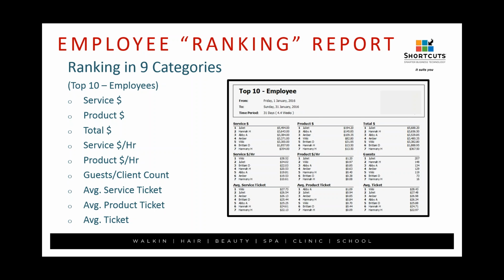It very easily breaks out for you, like I said, those top 10 employees, and it breaks it out in service dollars, product dollars, and total. So those are the 3 across the top here. It then breaks it down into service dollars per hour, product dollars per hour, and guest or client count. That's that middle section. And then the bottom one is average service ticket, average product ticket, and average ticket.